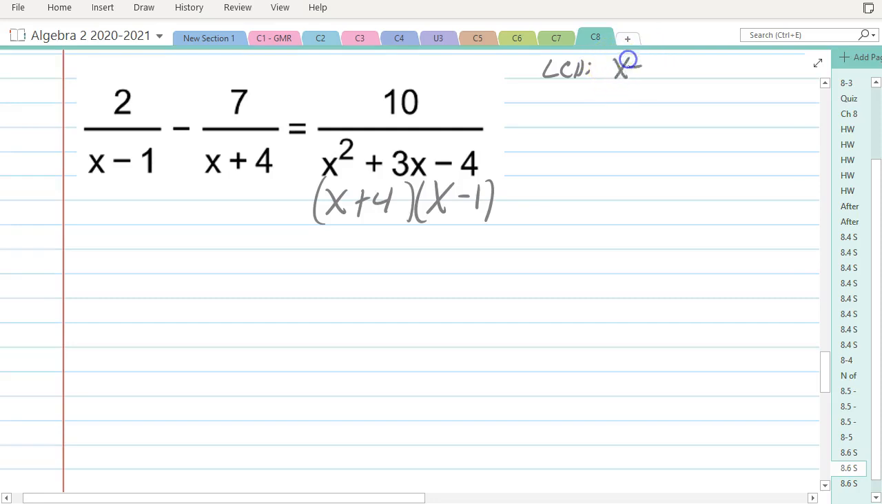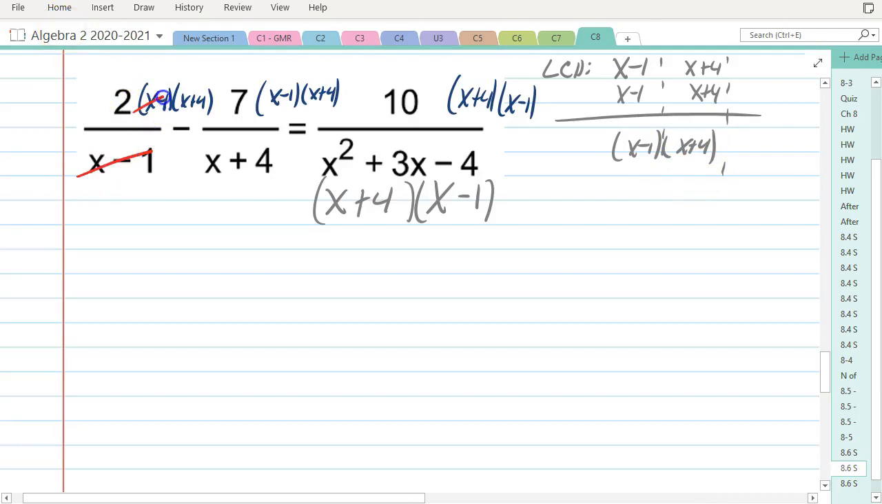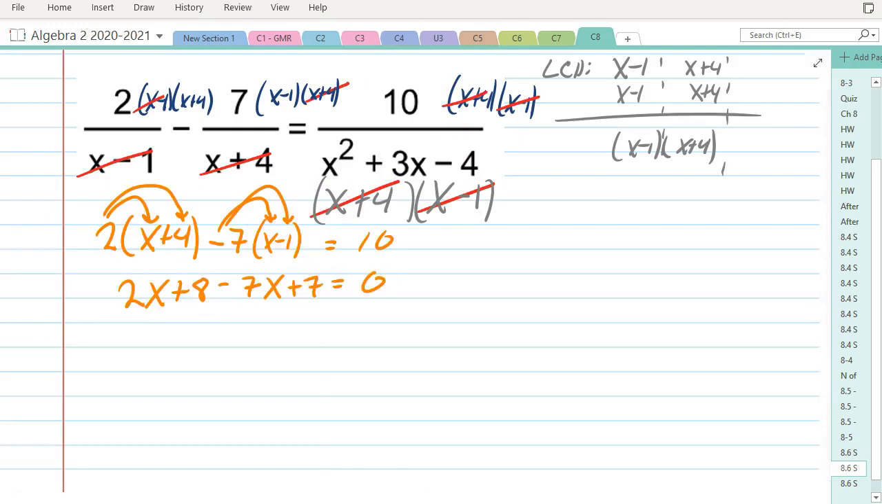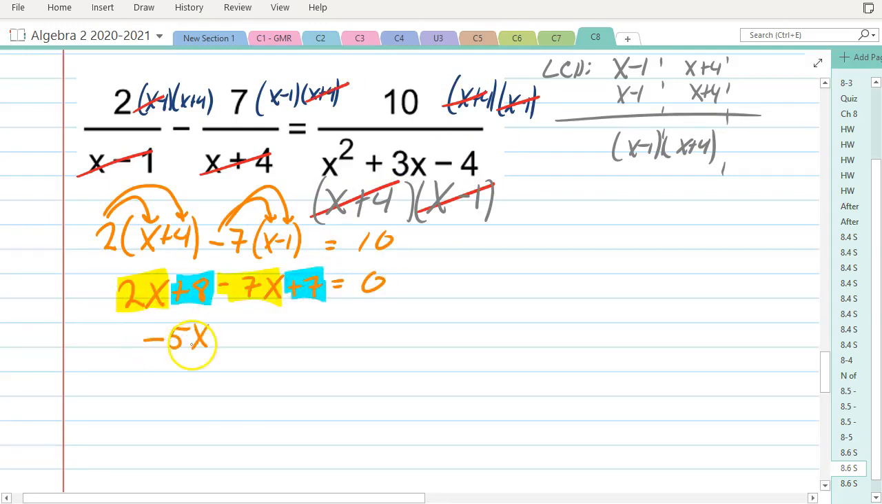So our least common denominator is going to be pretty easy to figure out. One fraction has an x minus 1. Another fraction has an x plus 4. And then another fraction has another x plus 4 and another x minus 1. That means my least common denominator is simply the x minus 1 and x plus 4. So multiply everything by the x minus 1, x plus 4, and then we can go through and cancel things. The x minus 1's cancel, the x plus 4's cancel, and over here everything cancels. Go back and multiply, distribute as needed. Combine like terms. And then solve for x.